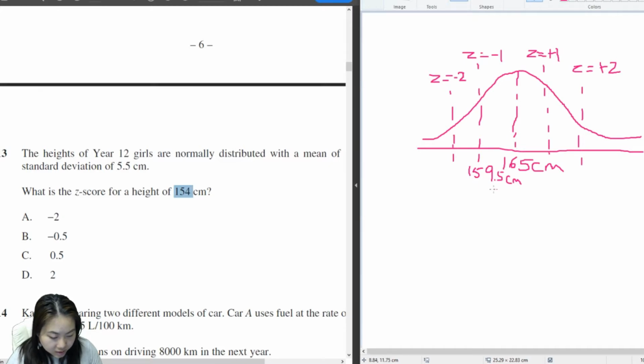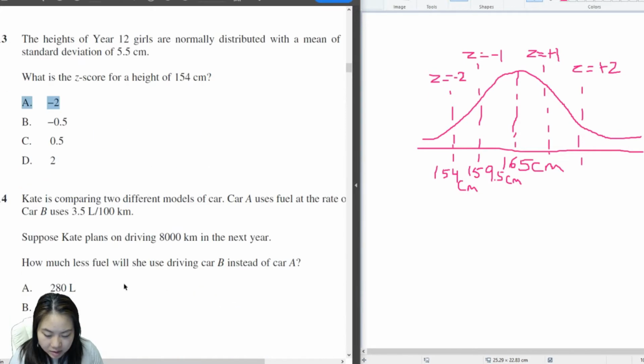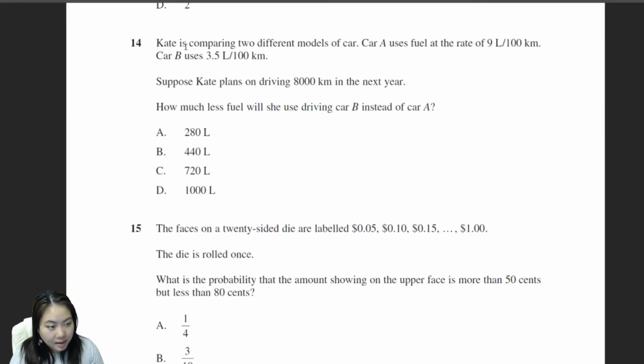And she's even shorter than that, so I'm going to go one standard deviation more to the left. Minus 5.5 centimeters will give us 154 centimeters. So her height is a Z-score of -2. She's quite short. She's 2 standard deviations shorter than the average Year 12 girl. Let's check the answers. 13A. Perfect.